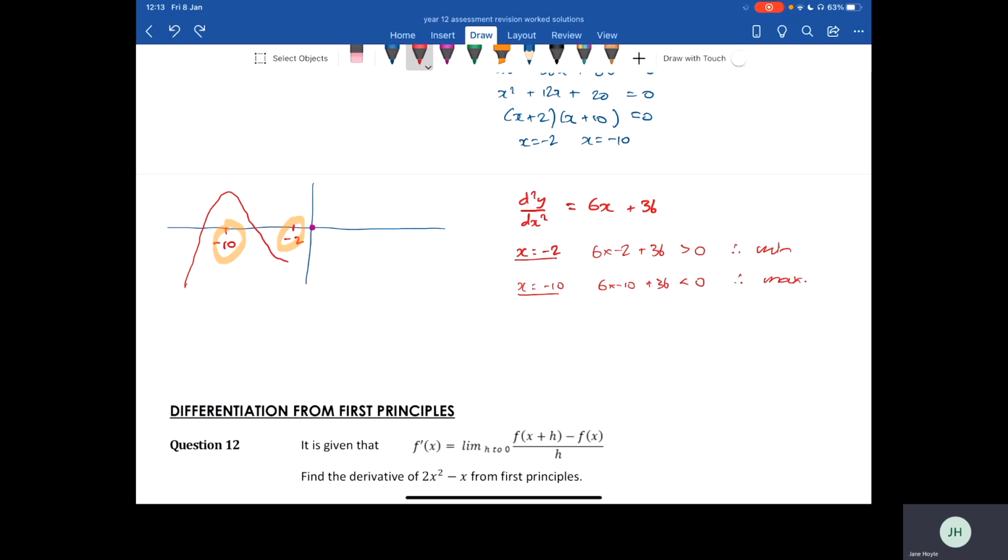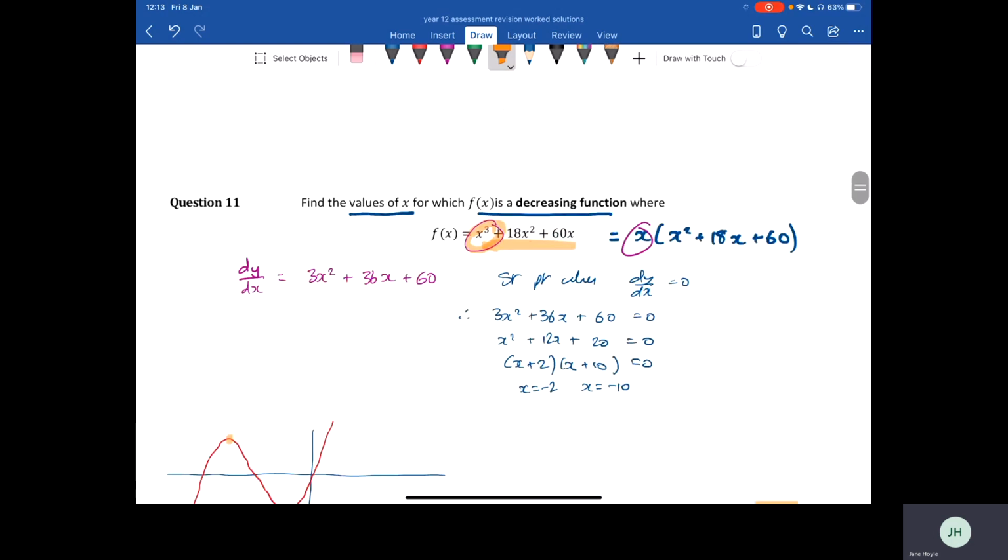So because it's a positive cubic, I know it's going to end up here. So I can sketch it. It would look something like that. And you know, this confirmed it anyway, didn't it? That I had a minimum when x is negative 2 and a maximum at negative 10.